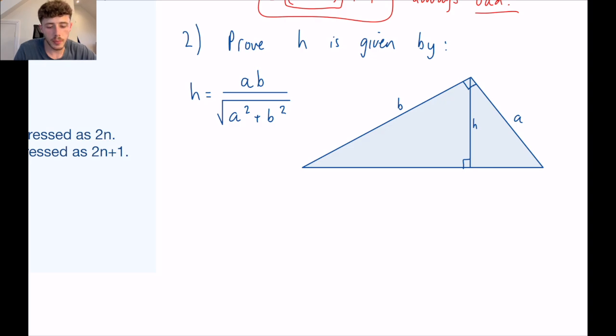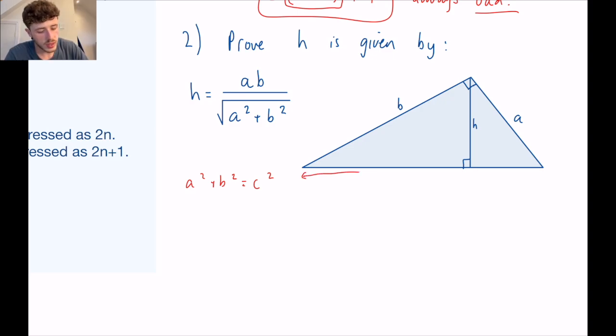Prove h is given by this equation here. We've got a right angle triangle, we have an a and a b, and an unknown h in the middle. Now the first thing we can do here, because these are right angle triangles, is that we know a squared plus b squared equals c squared. Pythagoras' theorem, you would have learnt about it a long time ago.